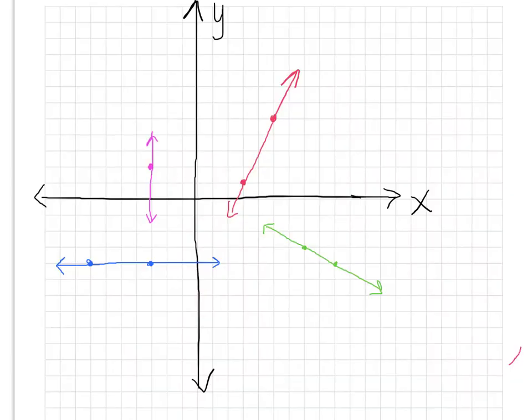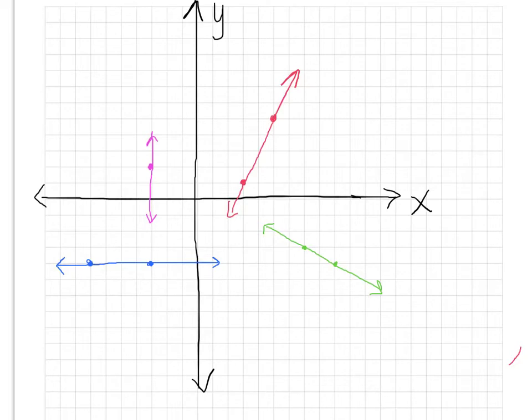Okay, on this slide you can see that there are 4 colored lines, and your job is to determine the equation of each of these lines. And I'd like you to write the equation of each line in slope-intercept form. So I'm going to do one for you. I'm going to do the red line for you.